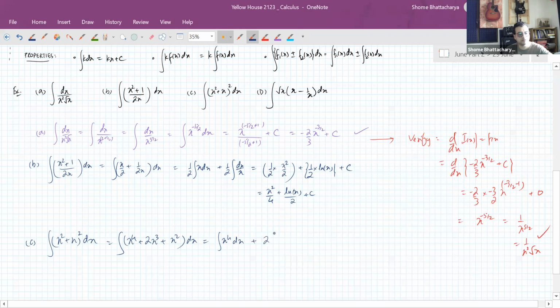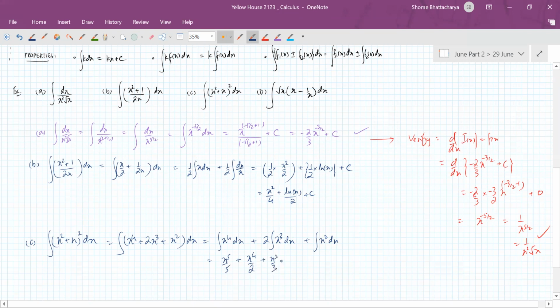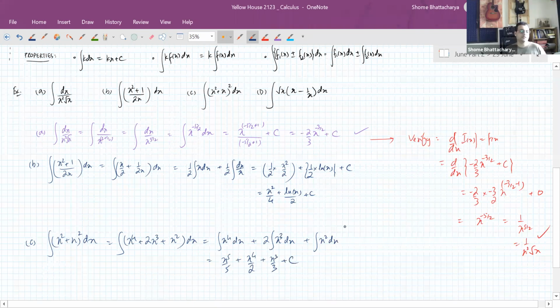So the first one, the second one, and x cube for the second one. And then the third one, and then we'll apply the formula for each one. So x to the power 5 by 5. This will become 2 times x to the power 4 by 4, so that's x to the power 4 by 2. And plus x cube by 3, and plus a combined constant of integration. So these are the answers of the first three.